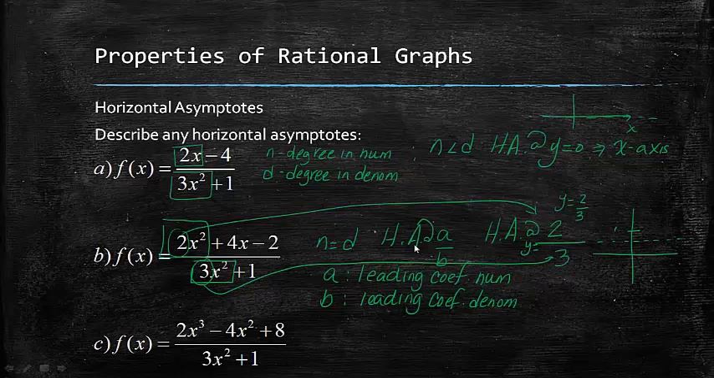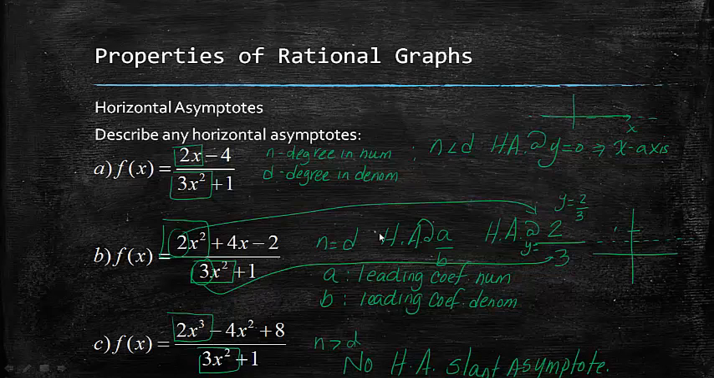For this last example, for the leading terms, I look at their degrees. The degree in the numerator is greater than the degree in the denominator. That means n is greater than d, and when that happens, there's no horizontal asymptote. There is a slant asymptote. Okay, no horizontal asymptote.